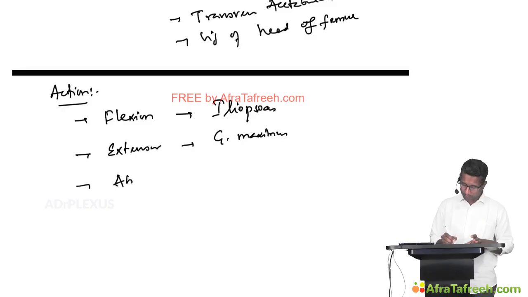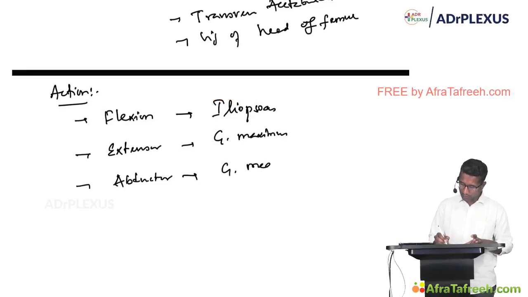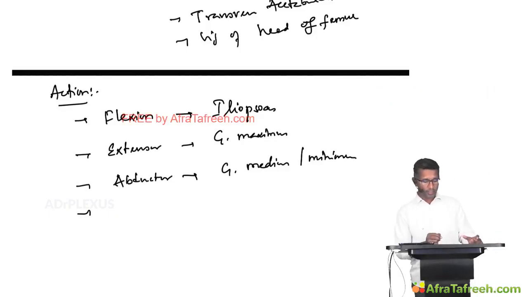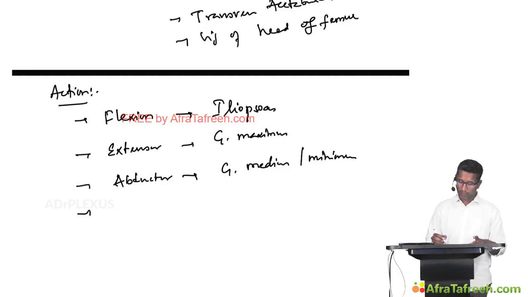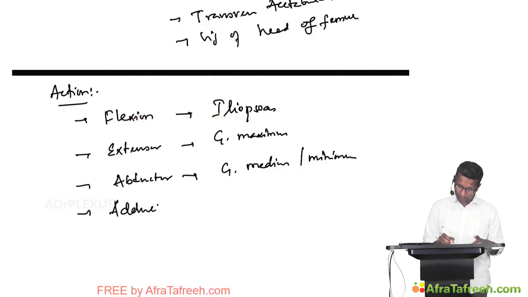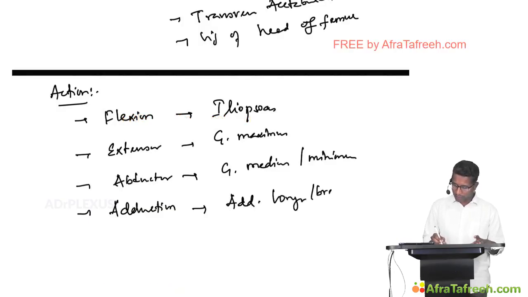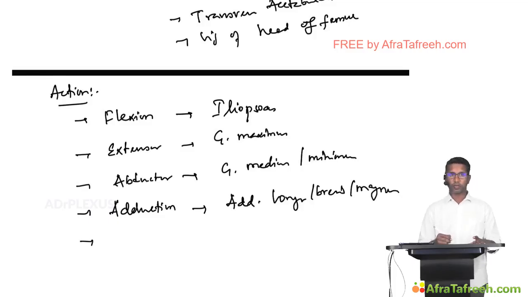The abductors of the hip are the two main muscles, gluteus medius and gluteus minimus. We have seen this. Their action loss will result in a positive Trendelenburg test. Yes guys, it results in Trendelenburg test. Then there are other muscles which cause adduction of the hip joint. Those are the adductors: adductor longus, adductor brevis and adductor magnus. So they cause adduction of the hip joint.